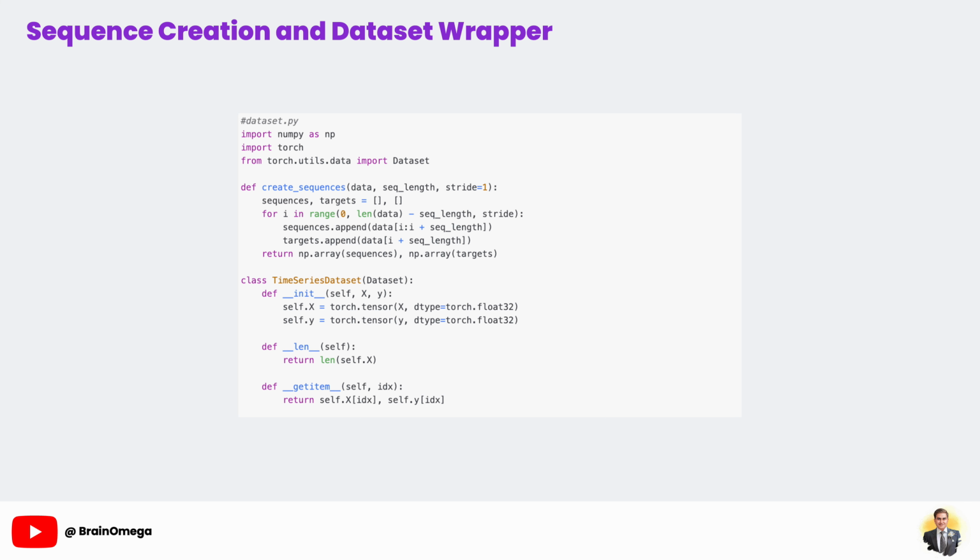Next, we wrap our sequences and targets in a custom class that inherits from PyTorch's Dataset. This is a best practice, letting us easily batch, shuffle, and feed data to our model. When you call len on this dataset, you get the total number of training examples. When you fetch an item by index, you get both the input sequence and the target value as PyTorch tensors ready for the GPU. This modular design keeps things tidy and scalable, especially when datasets get huge.